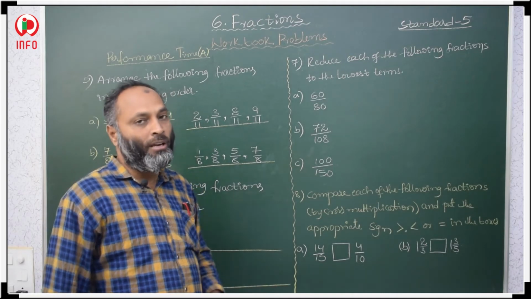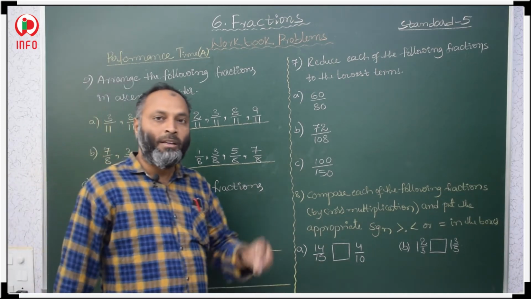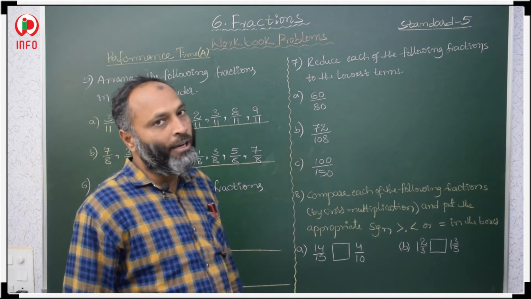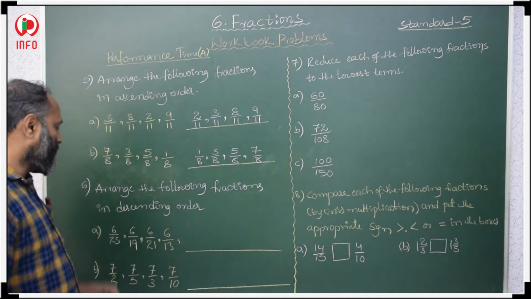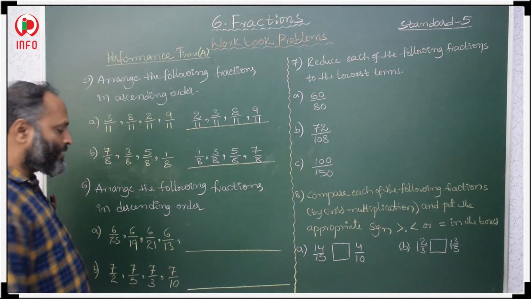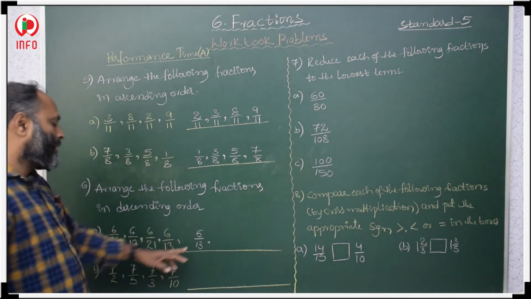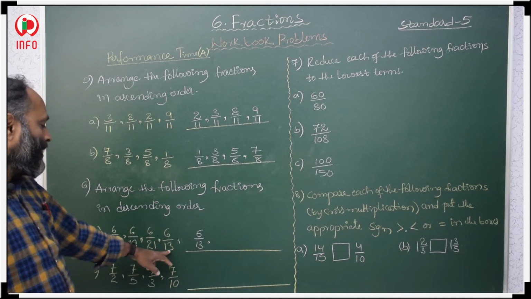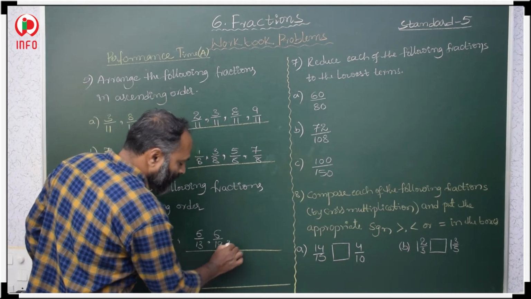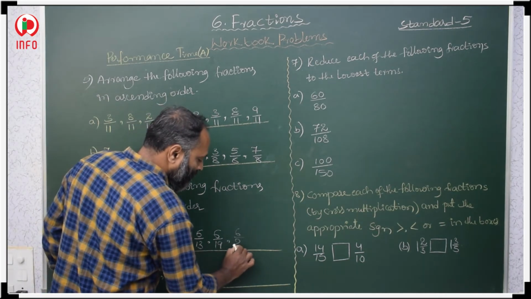When equal numerators are given, then the fraction in which the denominator is the least has the greater value. See here, 25, 19, 21 and 13. 13 is the least one. So, it means 6 by 13 is a greater number. Greater than this 13 we have to take 19. 6 by 19. Then greater than this 19 value we have to take 21. 6 by 21.